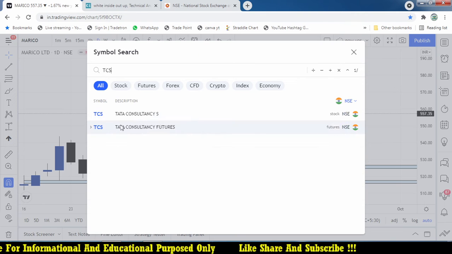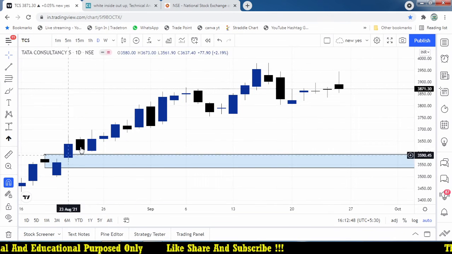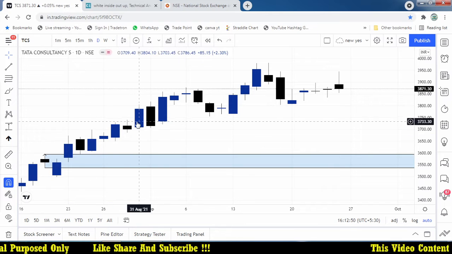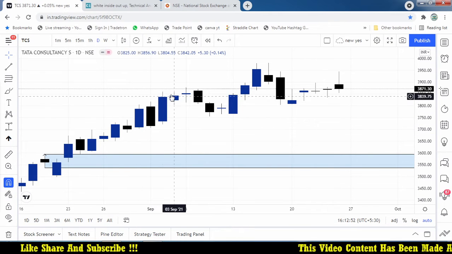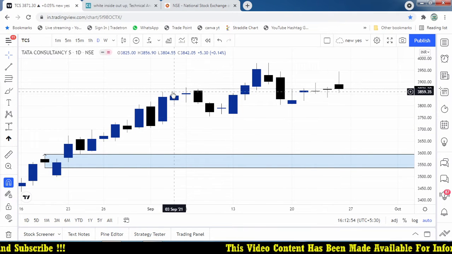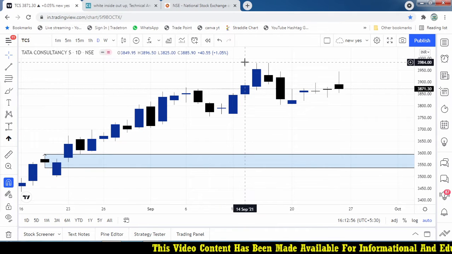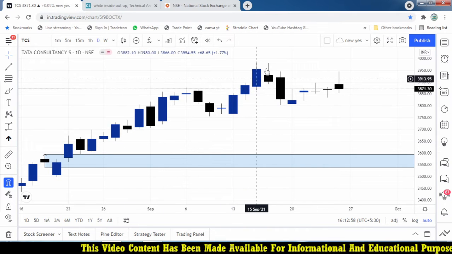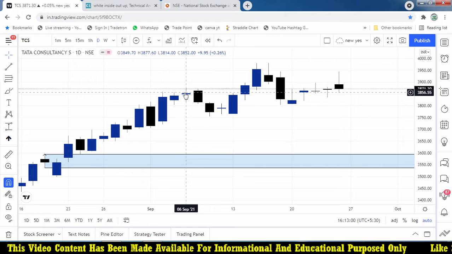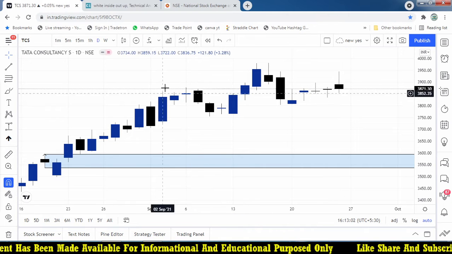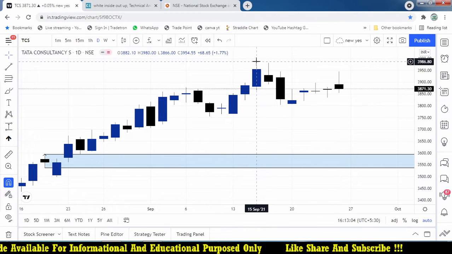So let's go for TCS. What happened on the second? After the breakout around 3589, it moves towards 3984. Almost 100 points movement. Within the next 2 days, it broke the entry. After that, it fell down and again it moves up to 3000.